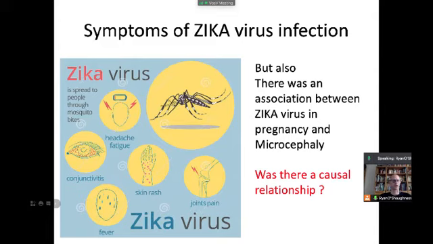But there was also an anecdotal association. So doctors in maternity wards were showing that there was an association between someone having Zika virus in pregnancy and microcephaly. Was this a causal relationship, or was this just a spurious correlation? Well, we could use these brain organoids to investigate this. It's very difficult to do experiments where you would infect a pregnant woman with a virus and then see if their baby had microcephaly.